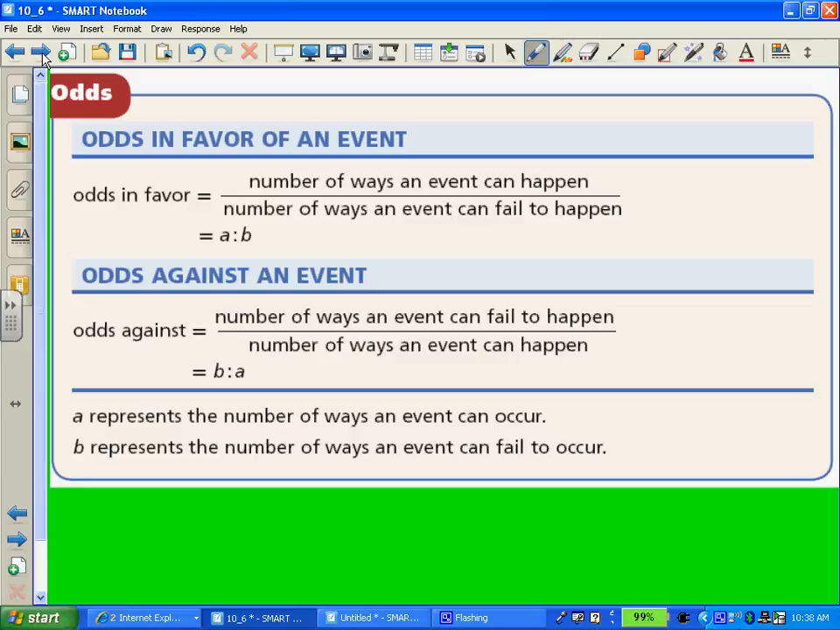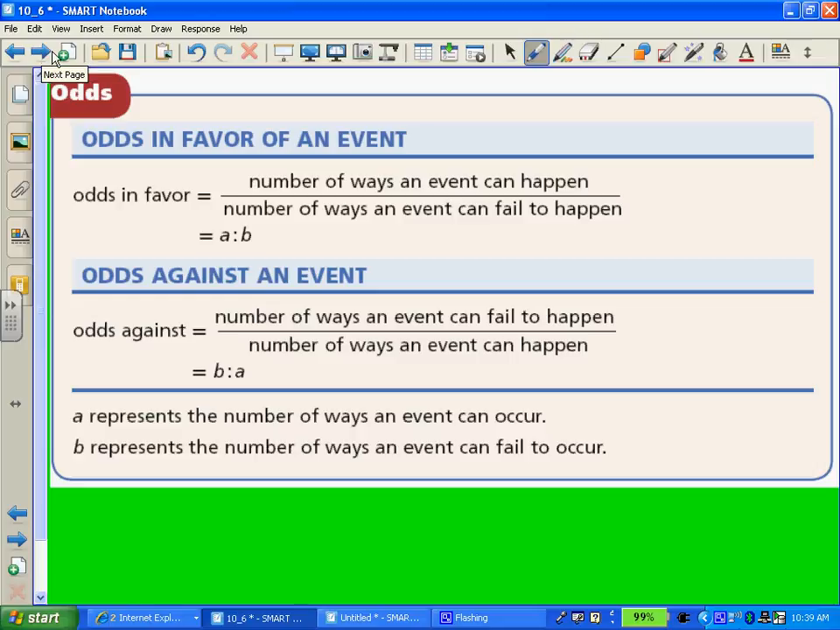And here's how we figure out odds. Odds in favor are the number of ways an event can happen over the number of ways that it can fail to happen. Now notice the difference here. Probability is when we have the number of ways the event happens over the total number of possible events. This is the number of ways the event happens to the number of ways that it doesn't happen. That's the major difference. So odds in favor looks like that. Odds against is the number of ways it fails to the number of ways it doesn't fail, essentially. So it just kind of reverses it.